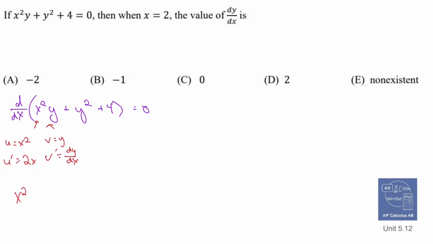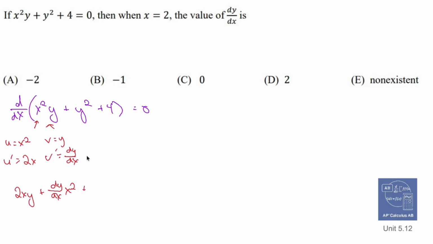Oh, I have that backwards. Actually, it wouldn't make much of a difference, but if I'm going to be consistent, I want to be consistent. u prime v is 2xy plus v prime u, which is dy/dx x squared. That was just this part, by the way.